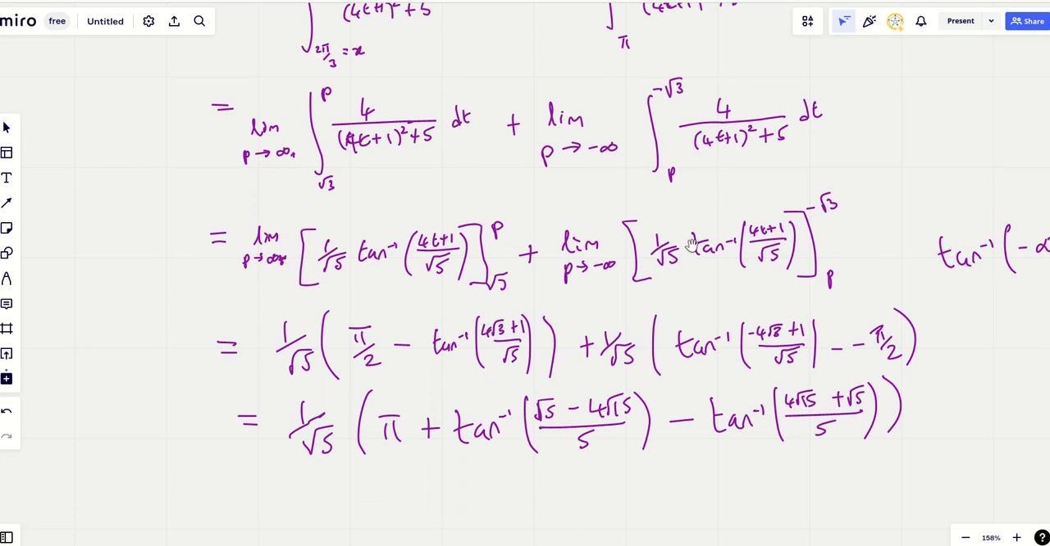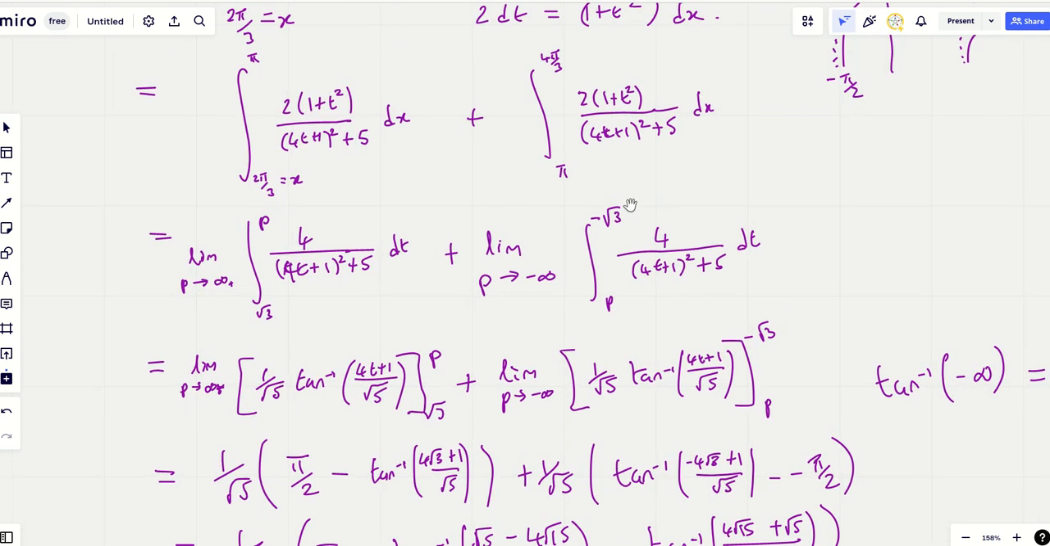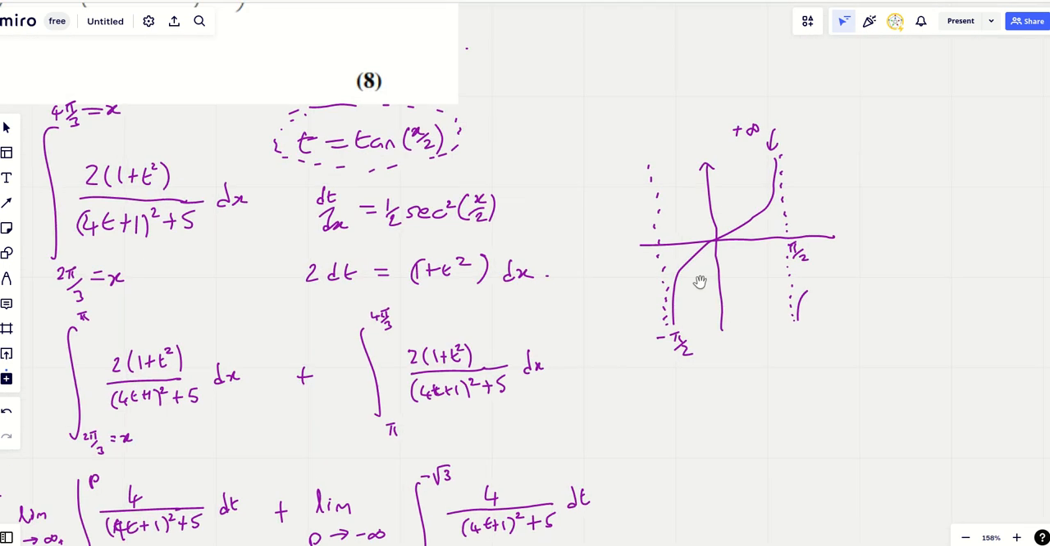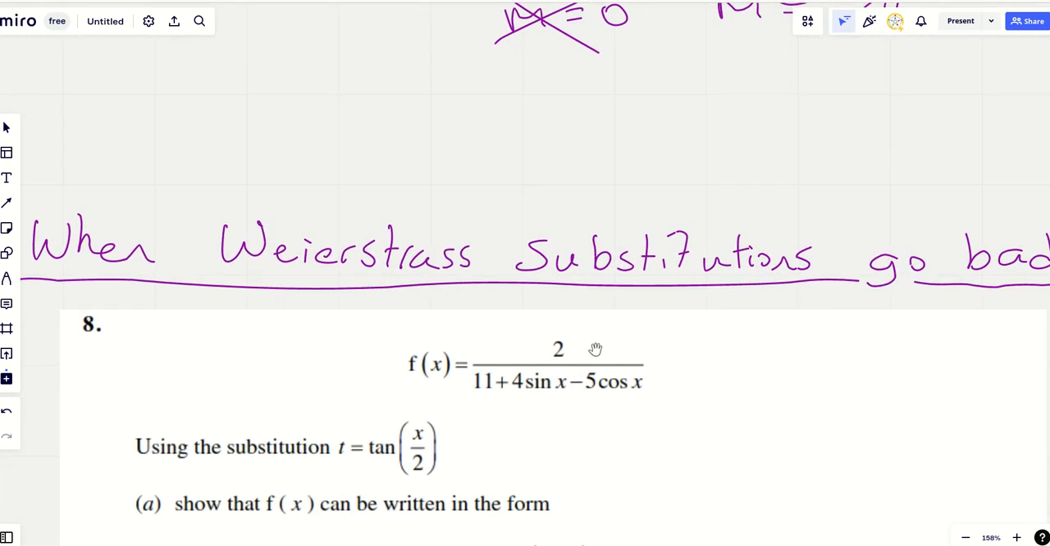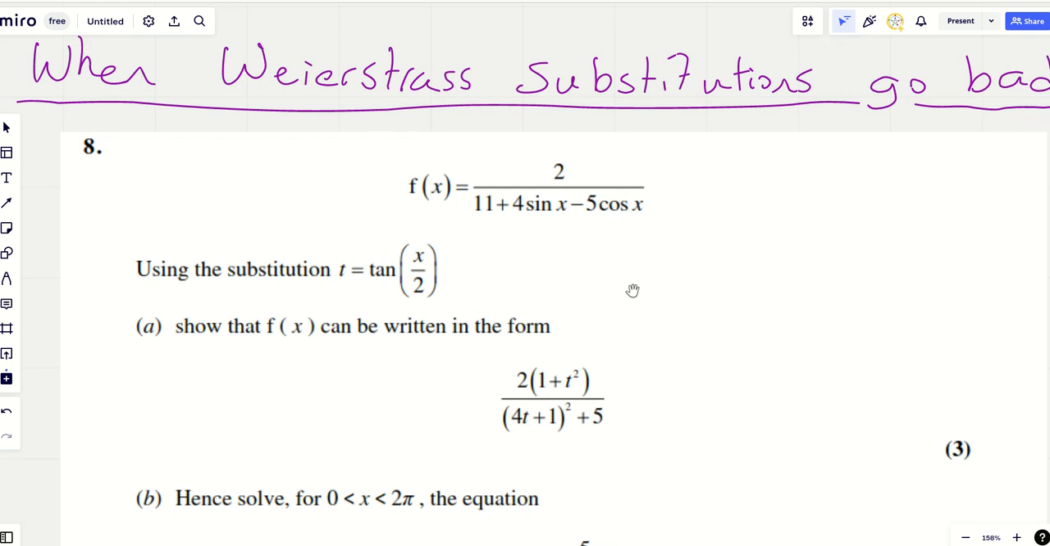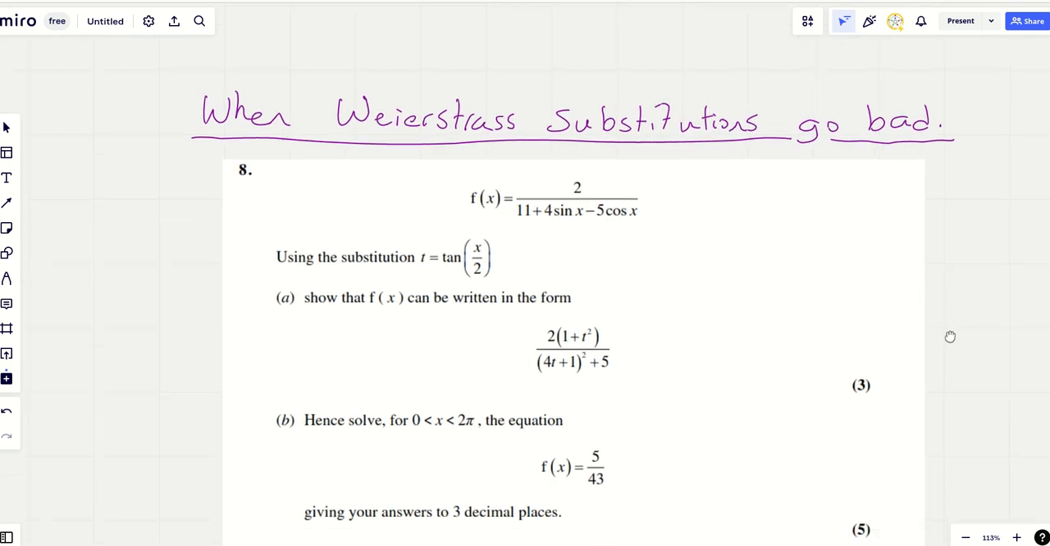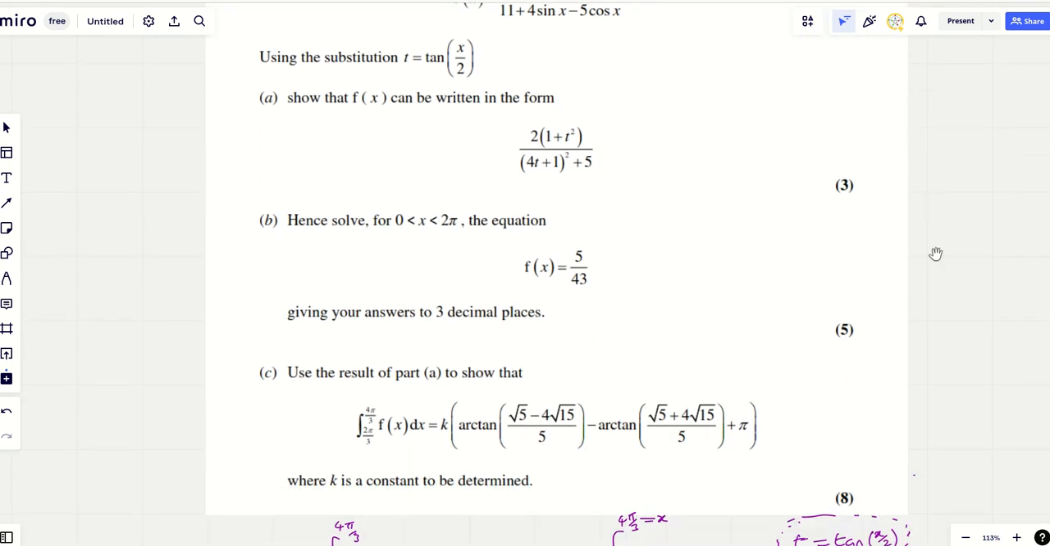Handle those limits with care. Damn, it's easy to make a sign error, or just an error with negative and positive infinity on that question. That is not an easy question, so watch out when Weierstrass substitutions go bad. It is a very, very unobvious improper integral.